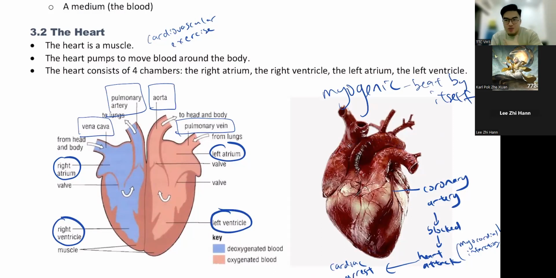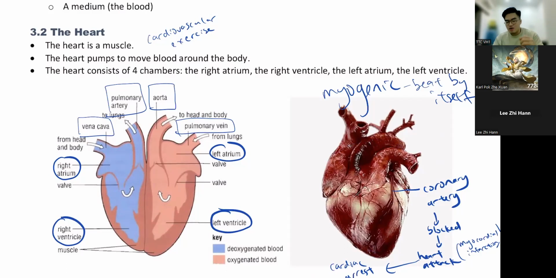Every muscle in your body, your bicep, your tricep, whatever muscle that you can control, it is controlled by your brain. It is controlled by your nerve. But your heart doesn't require any nerve. Your heart doesn't need a brain. Your heart can beat by itself. That means if your brain is dead, your heart can continue working.